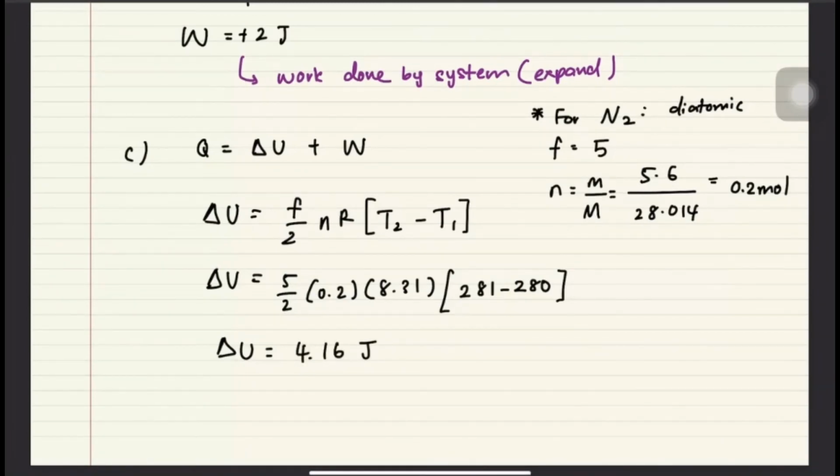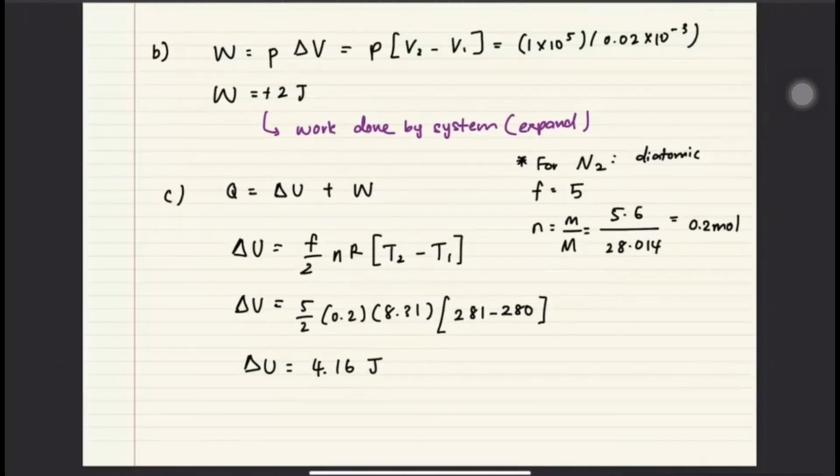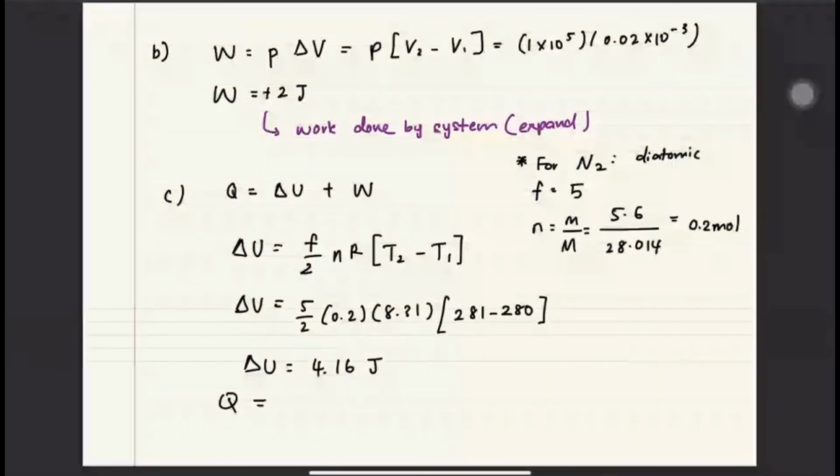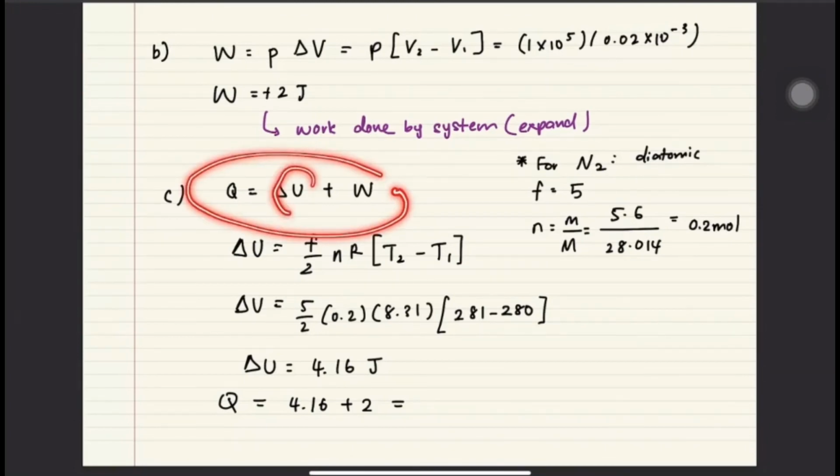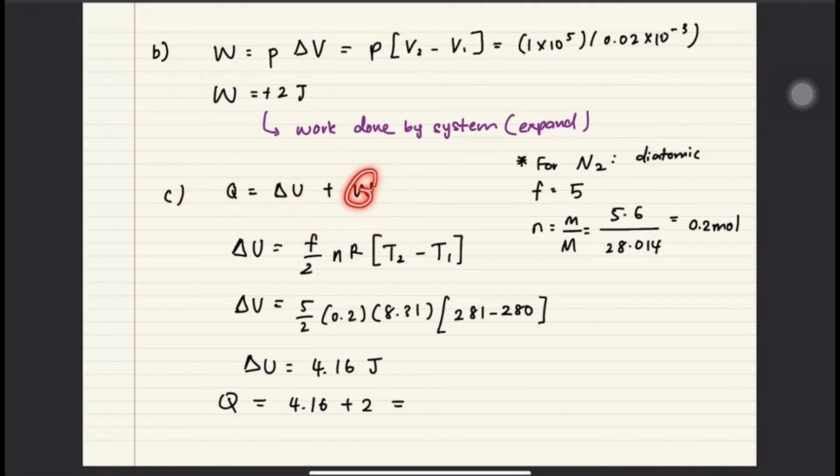So once you have this one, the Q is equals to delta U, positive. Kalau negatif letak negatif, make sure T2 minus T1 tu kamu buat accordingly lah. So 4.16 plus 2. Okay, basically saya guna formula ni, 4.16 yang kita baru dapat. Work ni kita dah dapat before this, 2. So that one will be 6.16.